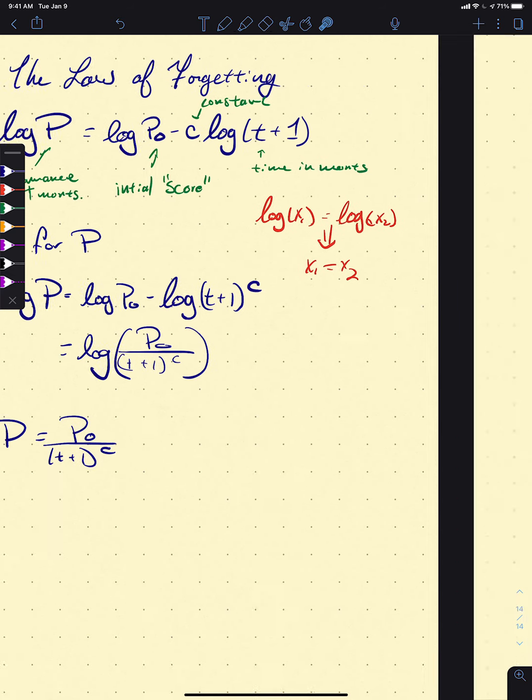One last thing to cover today, that's a thing called the change of base formula, okay?